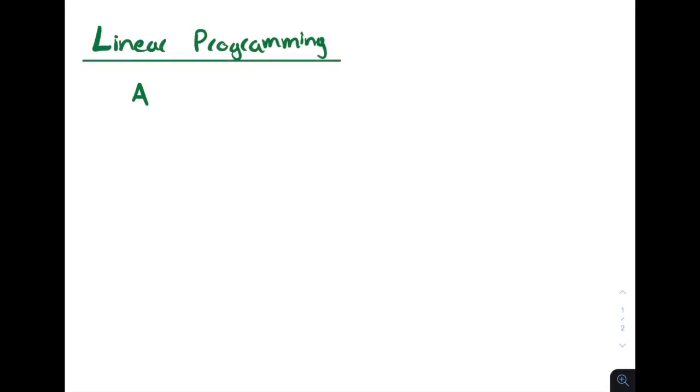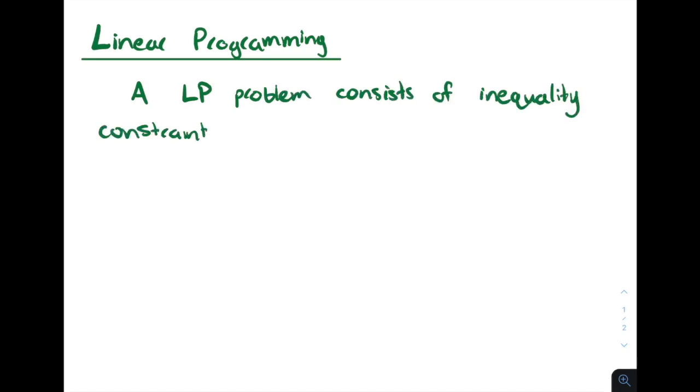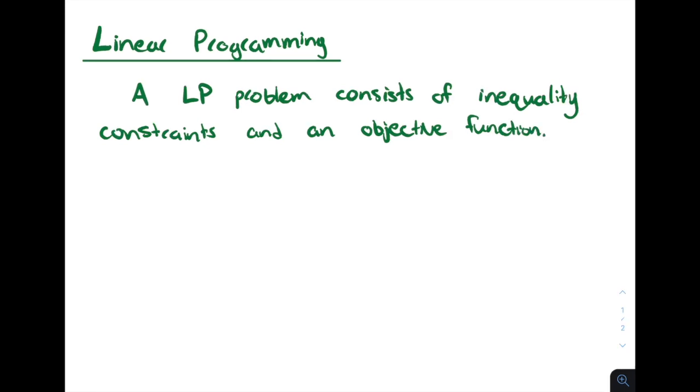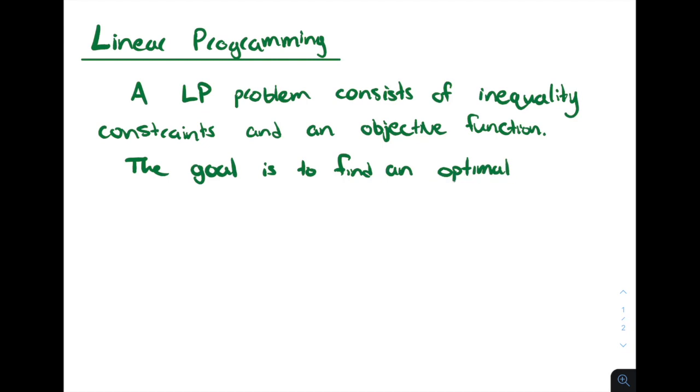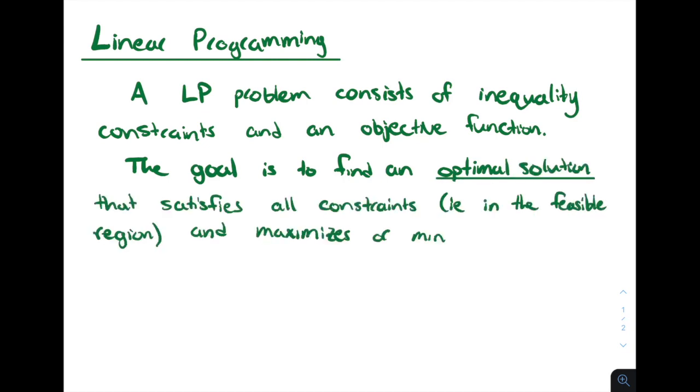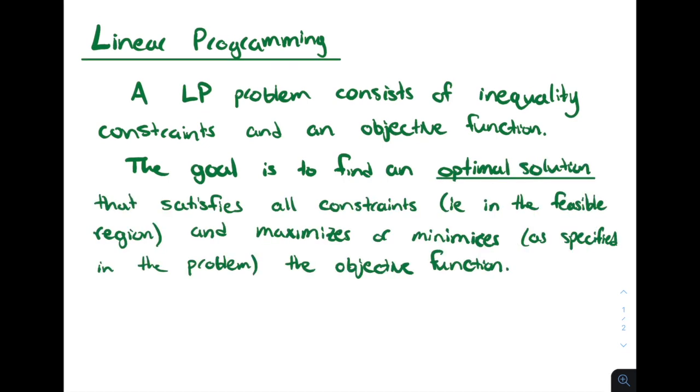Linear programming. A linear programming problem consists of inequality constraints and an objective function. The goal is to find an optimal solution that satisfies all the constraints and maximizes or minimizes the objective function. The result of evaluating the objective function at an optimal solution is called an optimal value.